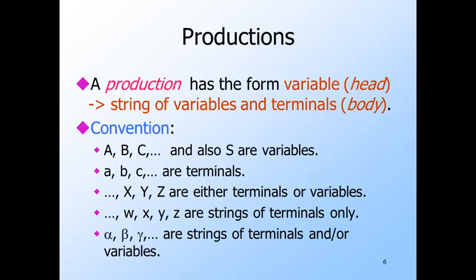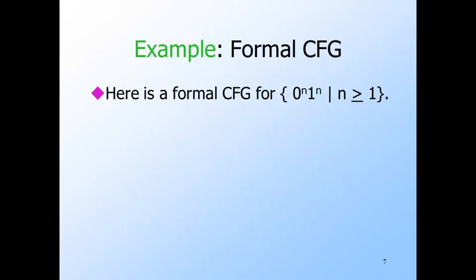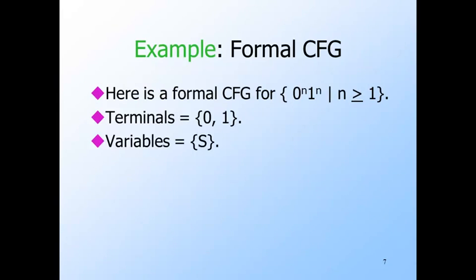We'll design a grammar for the language of strings with the form 0^n 1^n. The terminal alphabet is 0 and 1, of course. We need only one variable in this case. We'll call it S. S will be the start symbol. There's no other option since it is the only variable.